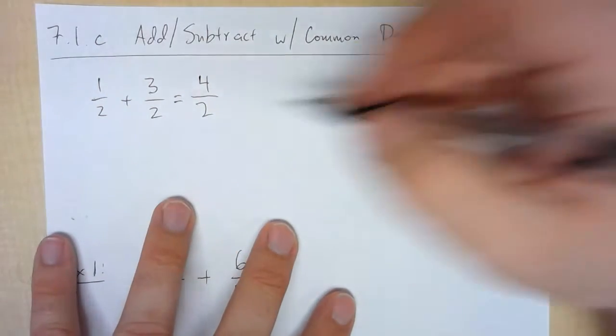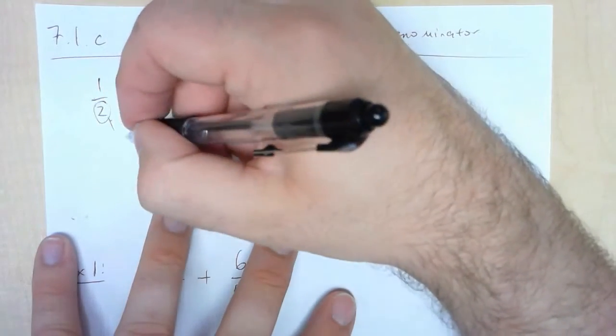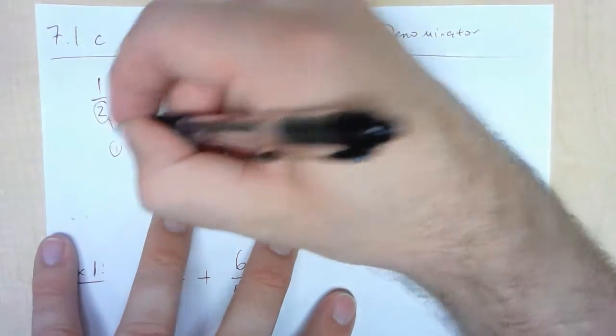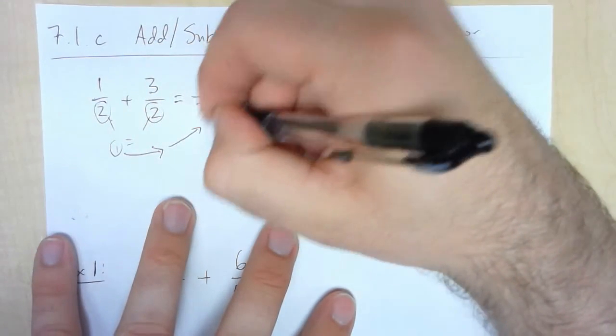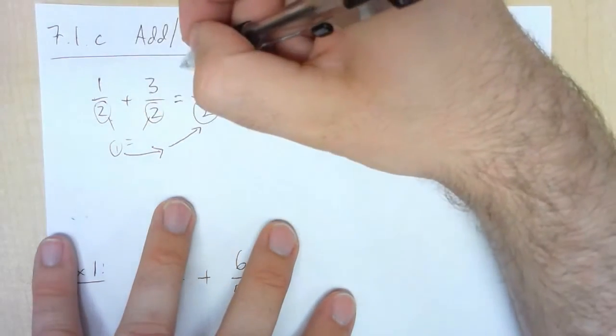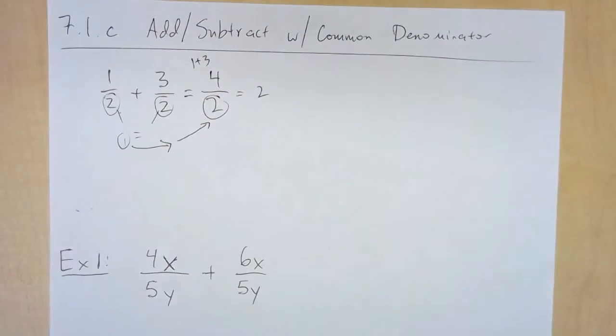The important part to notice here is this: if you have the same denominator, if they're equal, then you can just bring that denominator over and just add the top part. We get 4 from 1 plus 3. And yes, we know we can simplify this to equal 2, so that's cool.